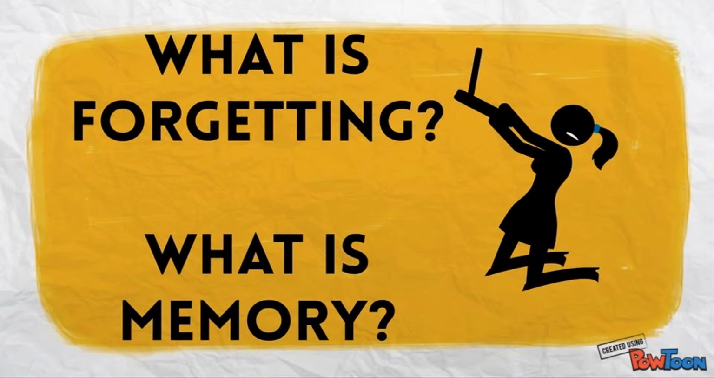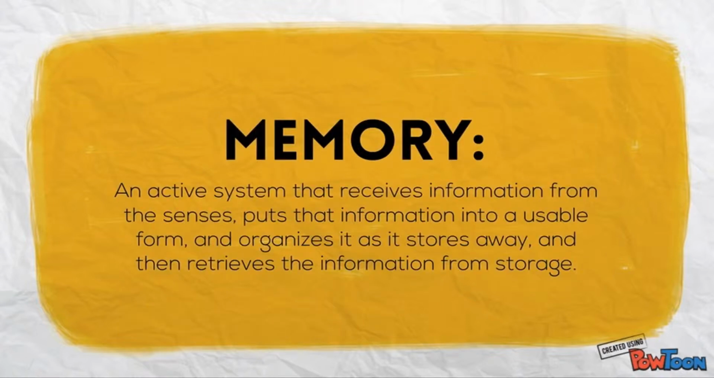So, what is memory? Memory is an active system that receives information from the senses, puts that information into a usable form, and organizes it as it stores away, and then retrieves the information from storage. So, in other words, memory is a system we have, just like our nervous system or our digestive system. It uses different parts of the brain to break down all the things we take in from the outside, like people talking or things we read, and takes this information to the brain to either be remembered short time or long time, or just flat out thrown away.